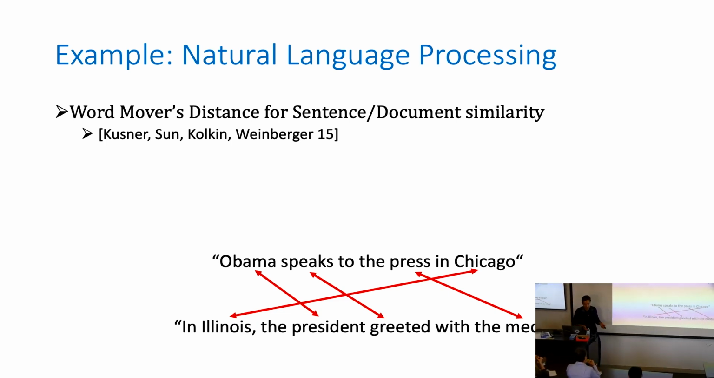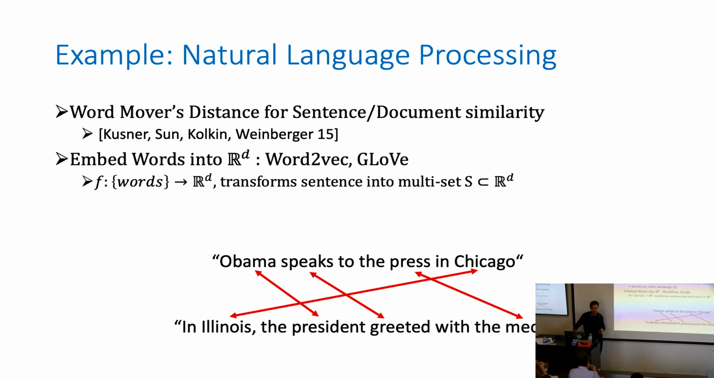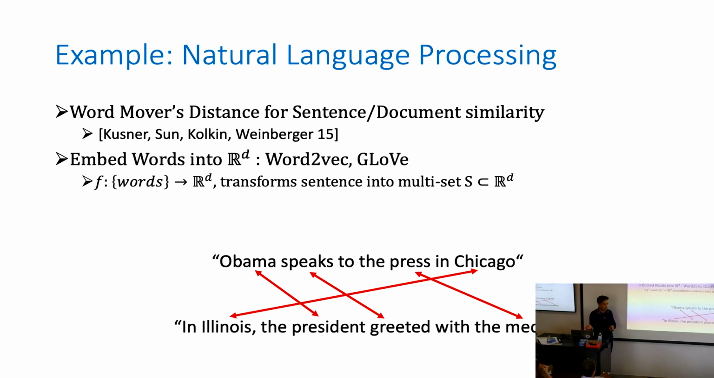And the way we can do that is through the magic of embeddings. So at the time, you would use an embedding like word2vec or GloVe, which takes every word in the sentence and transforms it into, let's say, a 128-dimensional vector, a vector in Euclidean space. And now each of these sentences or documents is just a collection of vectors in Euclidean space.